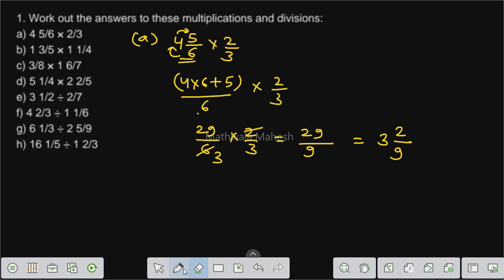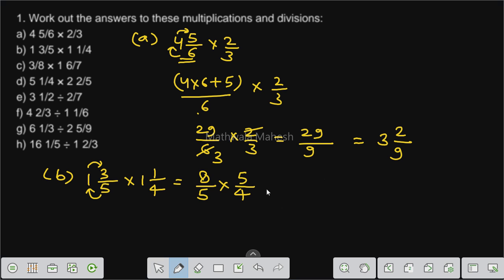So this is how we can solve the remaining numbers. Next one is B: 1 and 3 by 5 into 1 and 1/4. So 1 and 3 by 5 is 5 into 1 plus 3, which is 8 upon 5. 4 into 1 plus 1 is 5 upon 4. So this is 5 upon 5 and this is 2. So the answer is 2.